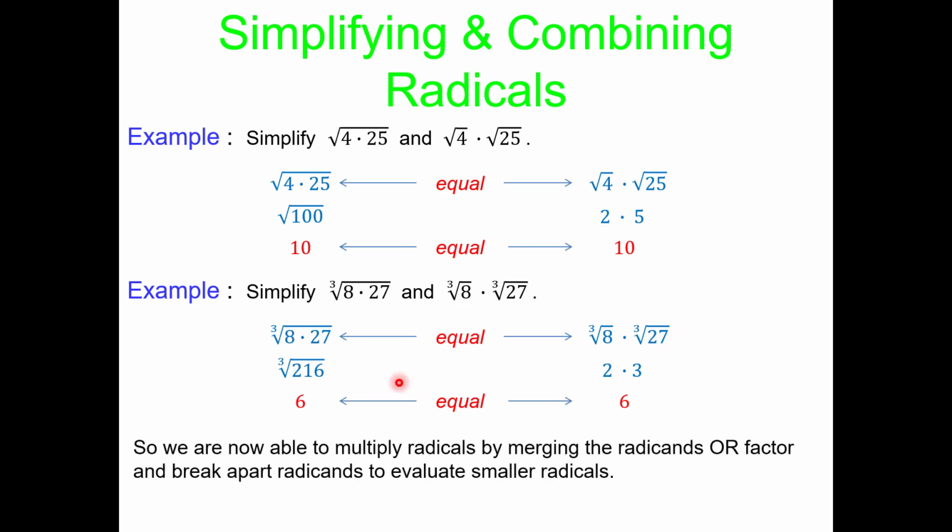And this is not a coincidence. So we're able to now multiply radicals by merging the radicands or by factoring and breaking apart the radicals to evaluate smaller radicals. And so in general, this is going to be a nice rule for us to use. Okay, you can go back and forth with this rule. So if you start with the left side, you have 2 separate nth roots, like 2 separate square roots, 2 separate cube roots, and you're multiplying. You can combine them like this on the right side, or if you're starting with the right side, you have an nth root, square root, cube root, or so on, and you're multiplying the radicand, you can separate it.